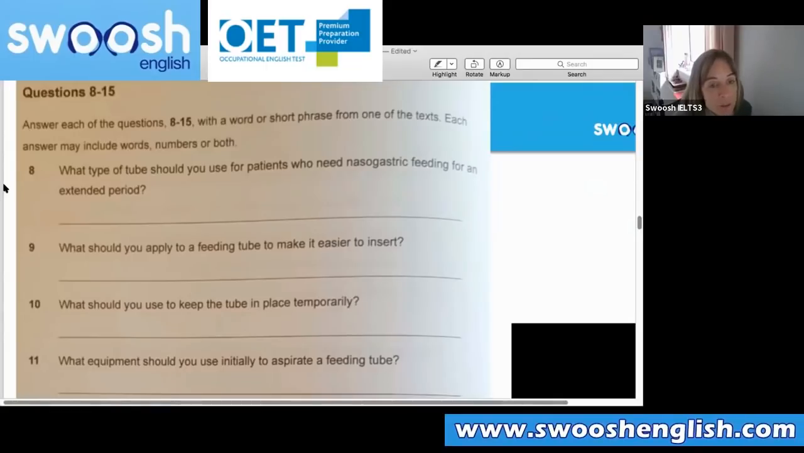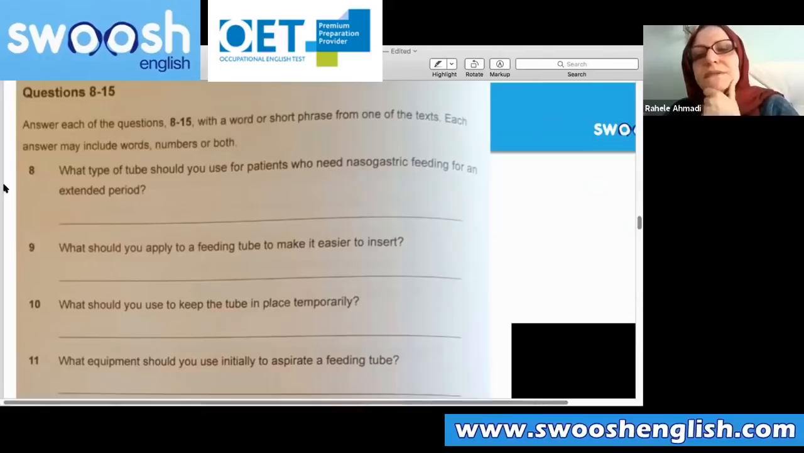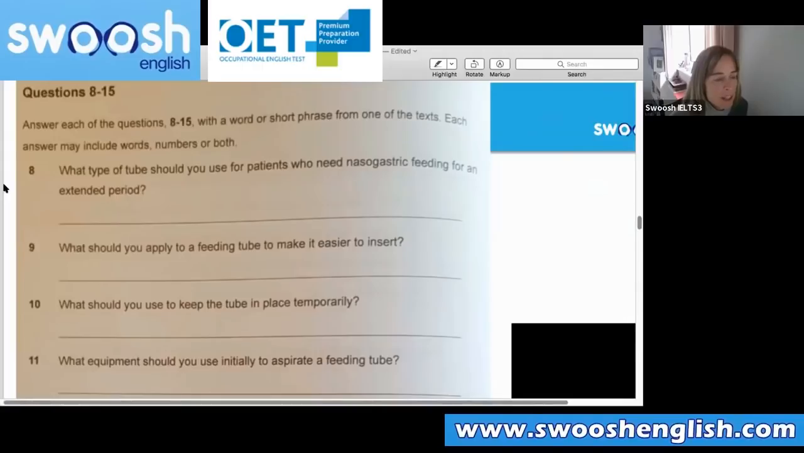Come on, you must know this by now. We've been doing it for many weeks. Sorry? We should notice the keywords in the sentence. Yeah, the question keywords, okay, and think of synonyms possibly, okay? Good, well done, Rahele. So what are the keywords in this question?